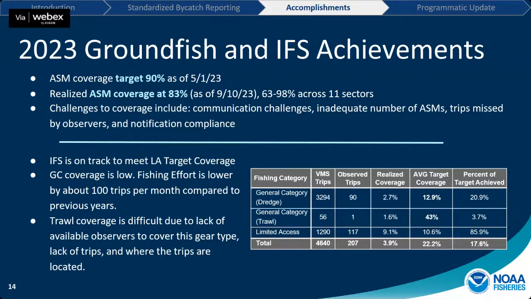Industry-funded scallop is on track to meet our limited access target coverage. We're at 85% of the target currently. Our general category coverage is a little bit low. We did notice that fishing effort is lower by about 100 trips per month compared to previous years. Scallop trawl has generally been difficult for us to achieve due to the lack of available observers to cover this gear type, lack of trips, and where the trips are located.